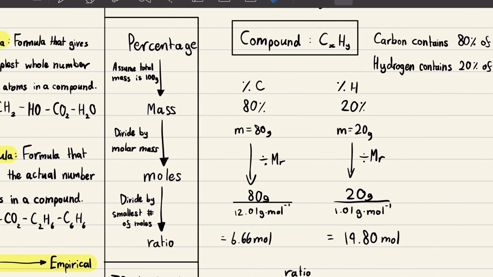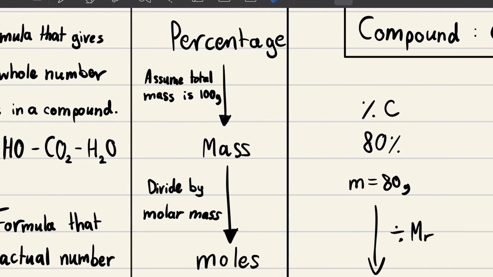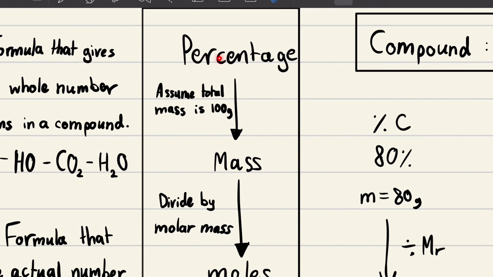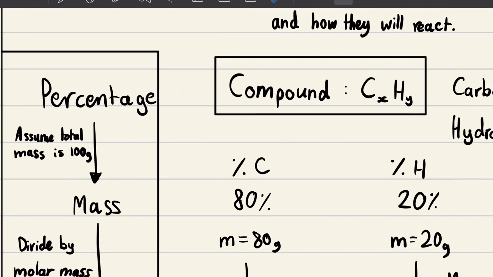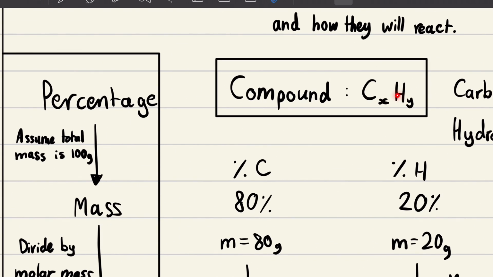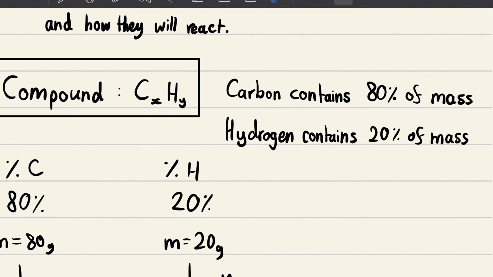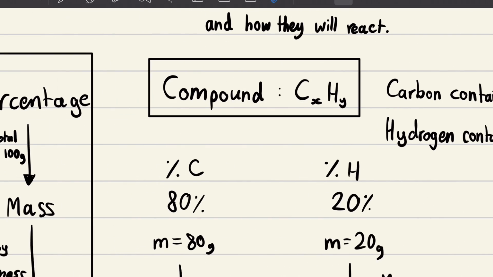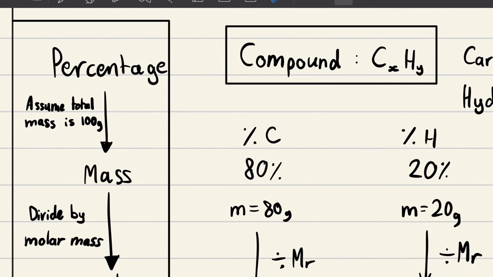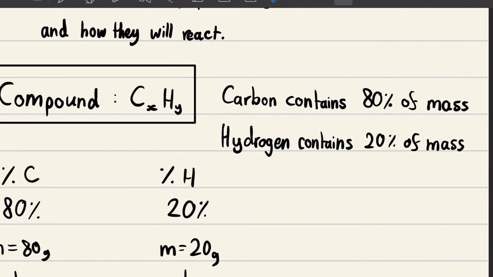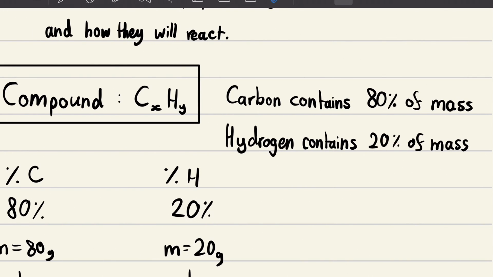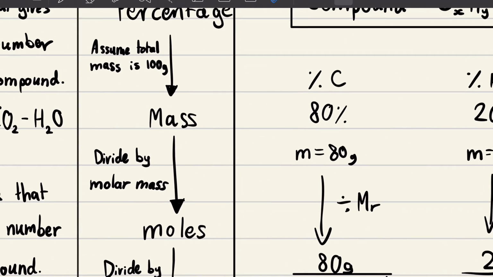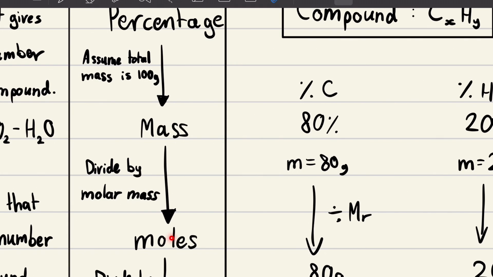Well, a useful and handy trick that you can use is, to go from percentage to mass, you assume that the whole compound, the total mass, is 100, because that way you can say that, since carbon contains 80% of its mass, then it would contain 80% of 100, which is just 80 grams. And then you say that hydrogen contains 20 grams.